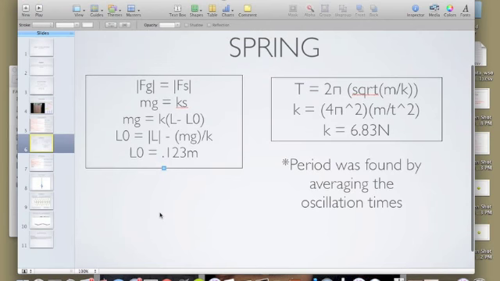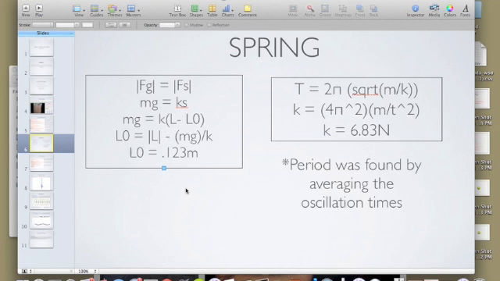Now we'll go further into the spring equations. We know that the force of gravity is equal to the force of the spring based on Newton's second law. So we'll break that down, and we eventually find out that the relaxed length of the spring is equal to 0.123 meters.